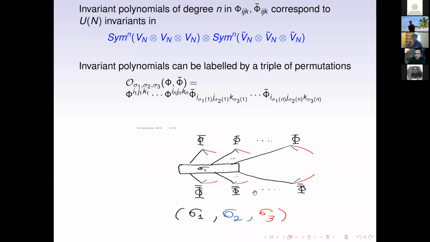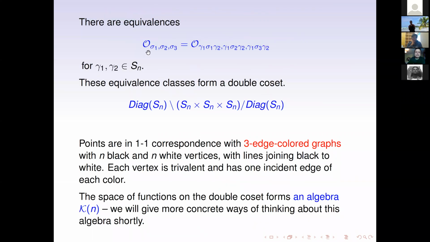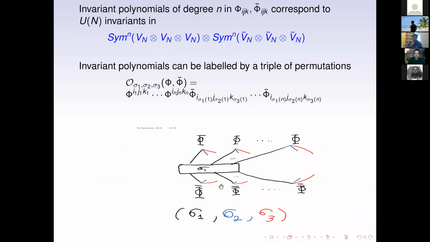So that amounts to saying that the invariants correspond to triples of permutations with this equivalence. Now, this is a known mathematical equivalence called a double coset. We have a product of three symmetric groups, and you're modding out by the diagonal action on the left and the right, precisely this equation. And there are these things which correspond to these kind of graphs where you have black and red and blue lines. So that's a combinatoric thing you can draw.